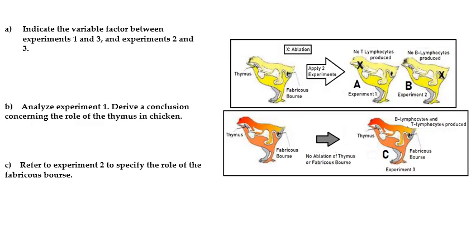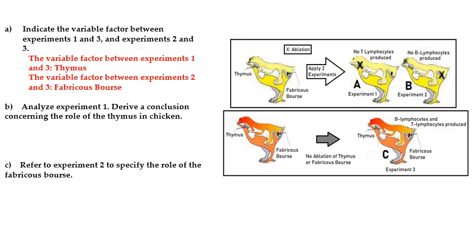Indicate the variable factor between experiments 1 and 3 and experiments 2 and 3. Okay, the variable factor in experiments 1 and 3 is the thymus, since the thymus is present in chicken C, whereas it's ablated from chicken A. So the thymus. The variable factor between experiments 2 and 3 is the fabric spores, since the fabric spores is present in chicken C and it's ablated from chicken B.